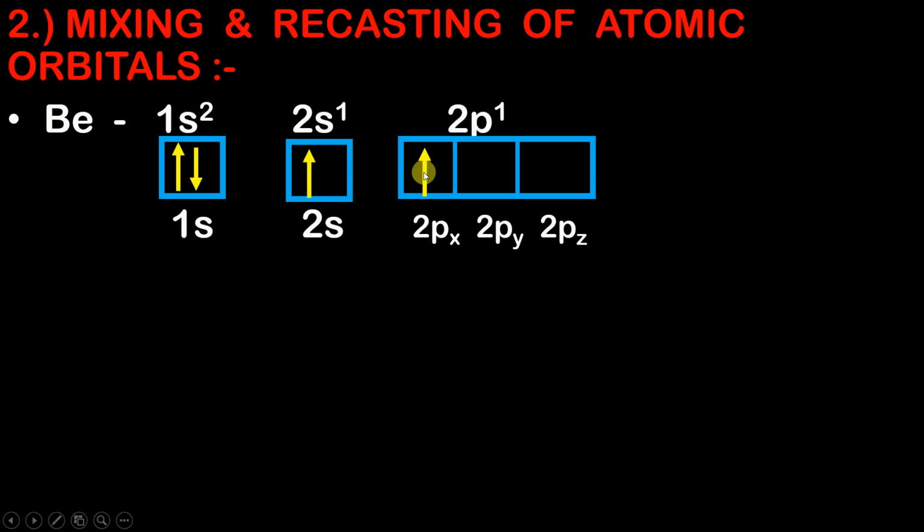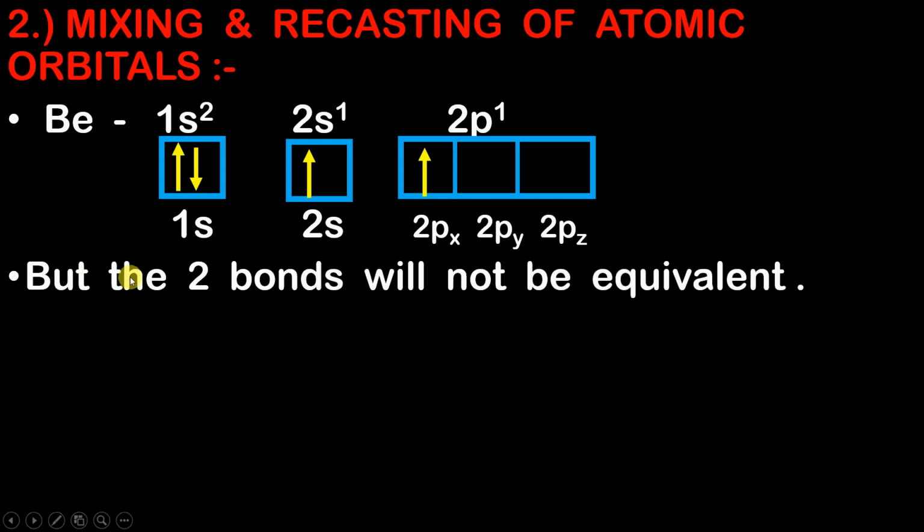Now since we have got 2 unpaired electrons, these 2 electrons are now eligible to form 2 bonds. Since we have 2 unpaired electrons, and we all know that unpaired electrons can form bonds and get paired up with some other atom. Clear? But guys, there is one problem over here.